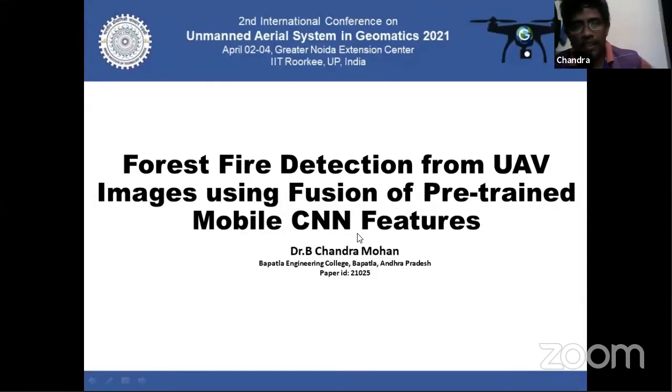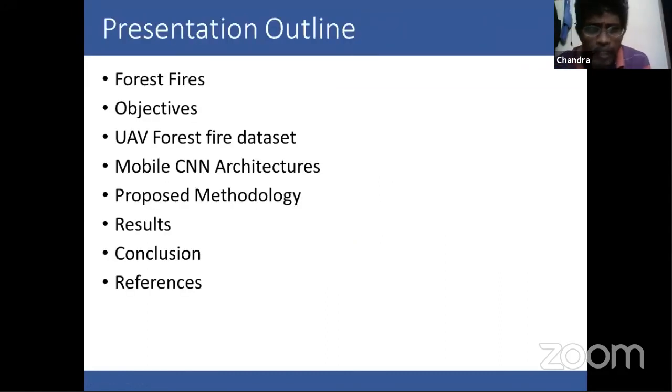My presentation is on forest fire detection from UAV images using the fusion of retrained mobile CNN architectures. So my presentation outline is like this. What are forest fires? Some brief statistics about forest fires, the objectives of the proposed work, and then the data set that I've used for fire classification and for natural images. Then what the various mobile CNN architectures are, the proposed algorithm, results, conclusion, and then the last one is references.